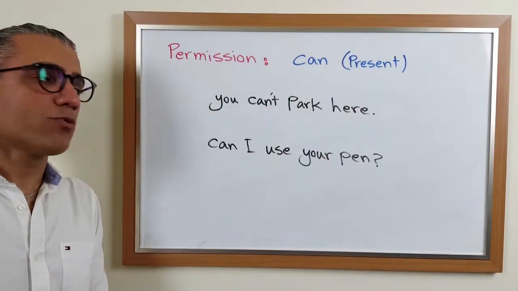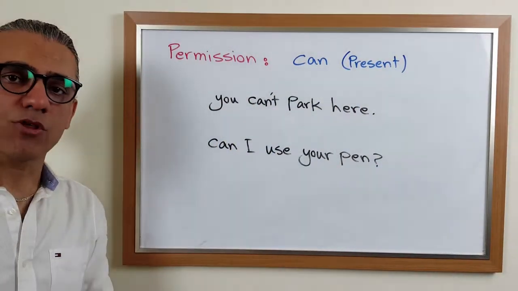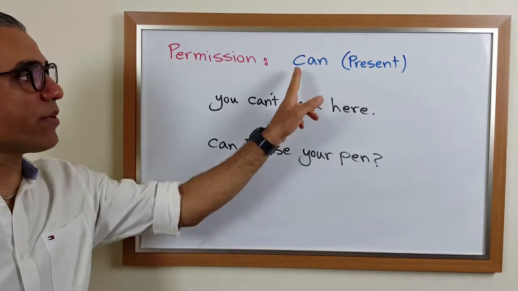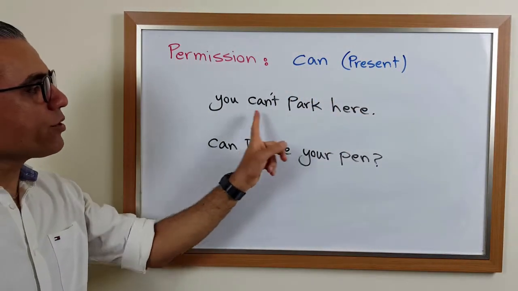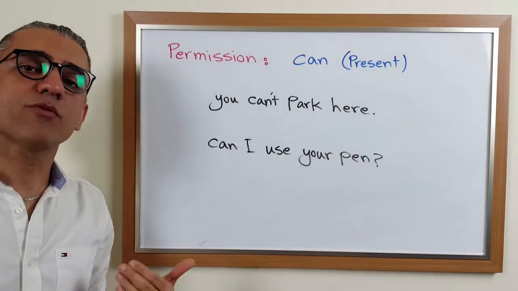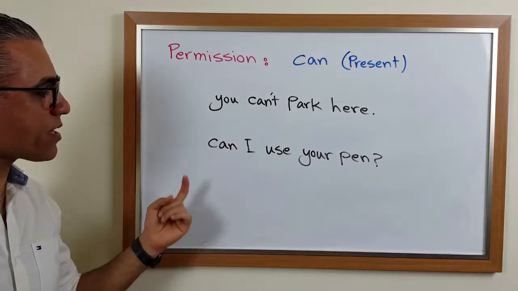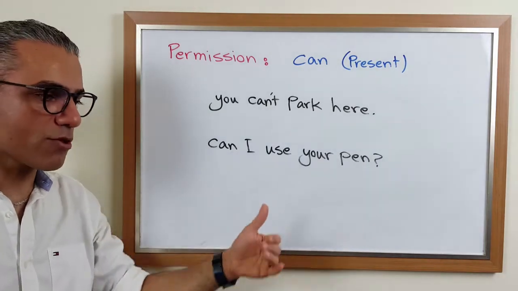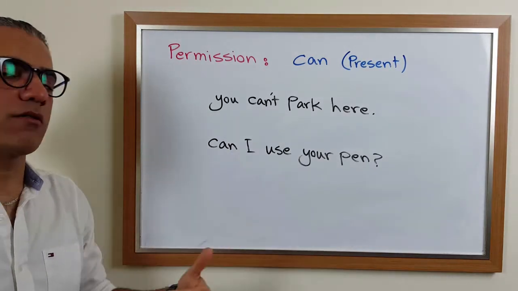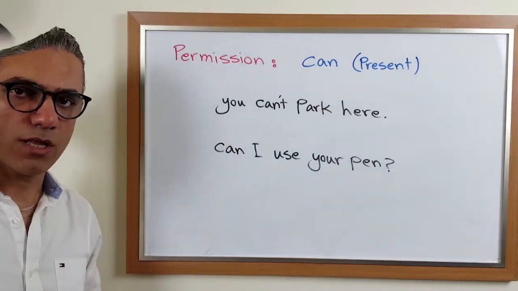Okay, the next function we're going to talk about is asking for permission or giving permission. And remember, again, can is for present time today. Example, you can't park here. It means you don't have the permission to park here. Another example in the form of a question, can I use your pen? This is actually asking for somebody's permission to use their pen.